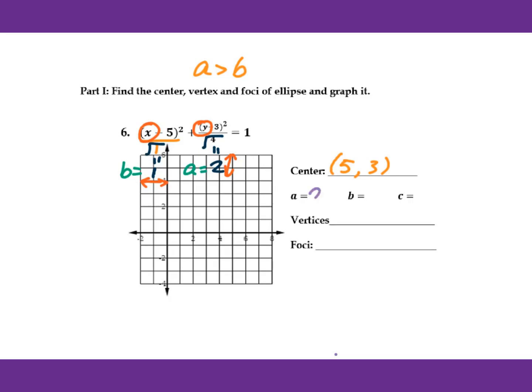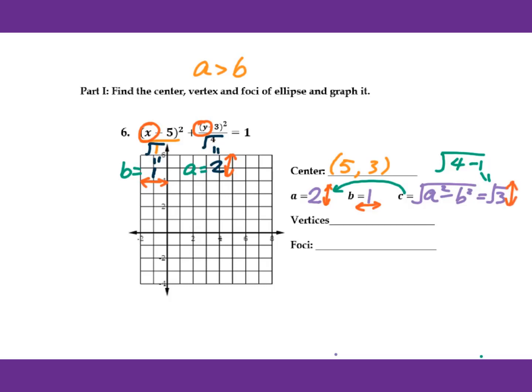We got the A equals 2 and B equals 1. C equals square root of A squared minus B squared. Therefore, you get square root of 3, because 4 minus 1, that equals square root of 3. Look at the arrow. For A, it's vertically moving. For B, horizontally. For C, always follow this A. So it will be vertically moving.